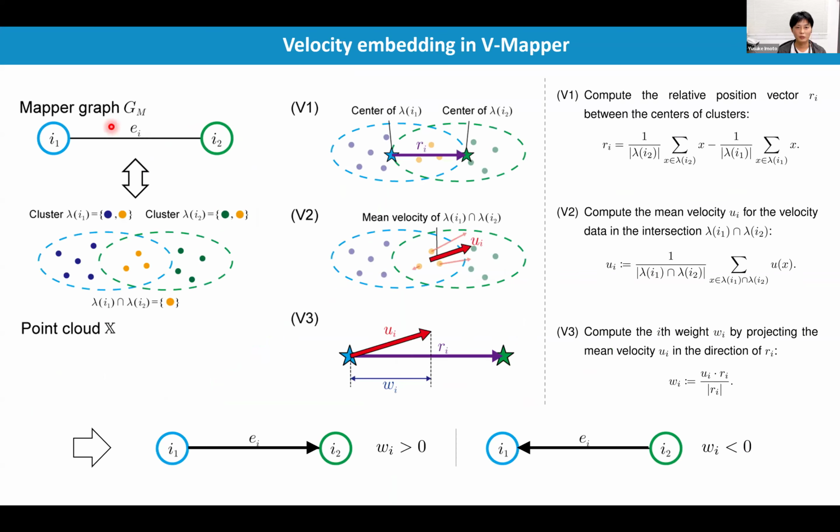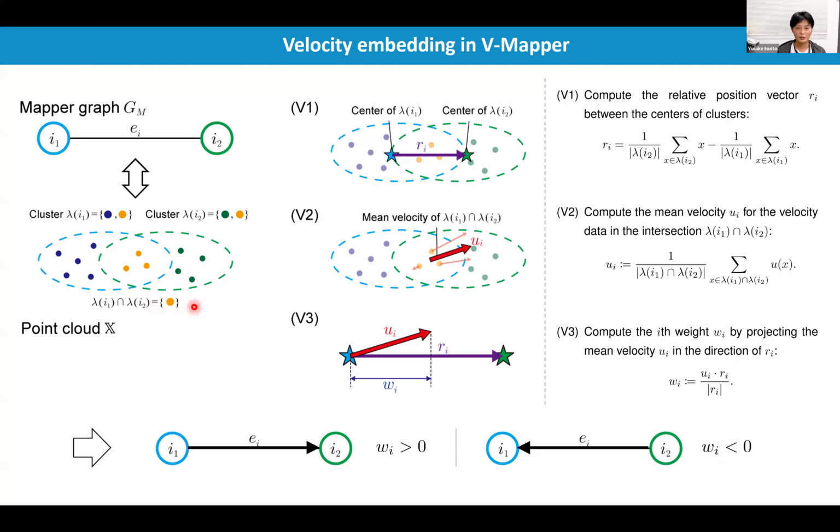Recall that the nodes of the mapper graph consist of the clusters of the point cloud, and the edges are drawn between the clusters with interaction. We denote the ith edge and its connected nodes in the mapper graph as E_i, I1, I2 respectively. They correspond to clusters and their interaction. Lambda is a map from the node indices to the clusters.